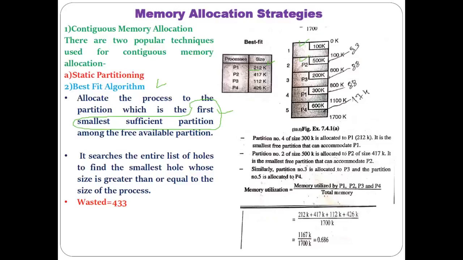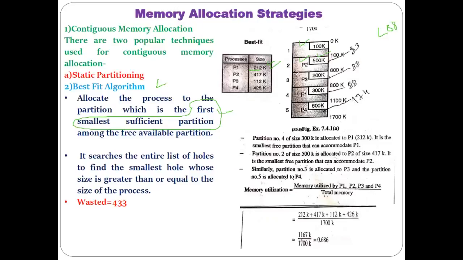Is it possible to put P1 into partition 2? Our P1 size is 212K. Partition 2 size is 500K. It is possible, but it is not the first smallest sufficient. First smallest sufficient means, if you put P1 within partition 2, how much memory is getting wasted there? The amount of memory getting wasted there is around 288K. That is the reason it is not the first smallest sufficient.